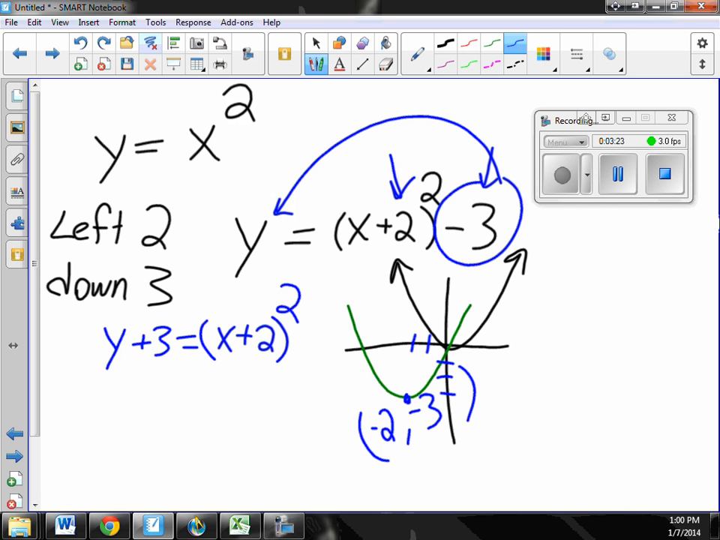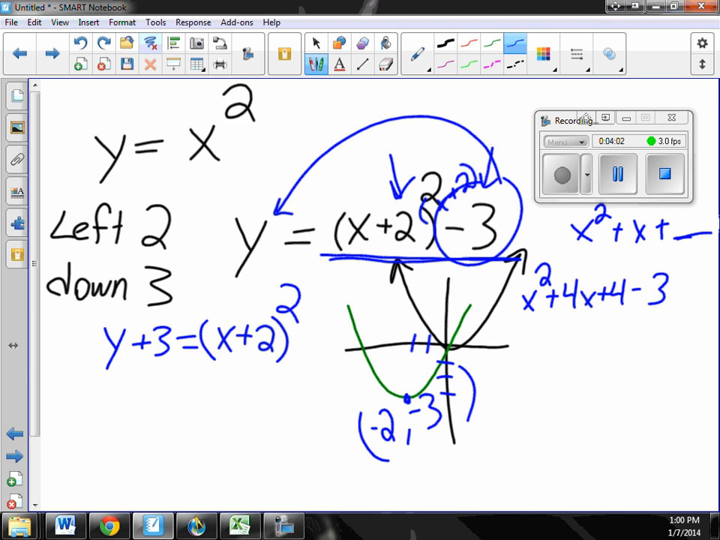Well, how would you convert this into quadratic form, into polynomial form? This is not in polynomial form. How would you turn this into the old x squared plus x plus some constant? The complete the square and the factoring and... Well, we just times this together. So x squared plus 2x plus 2x plus 4. So x squared plus 4x plus 4 minus 3. X squared plus 4x plus 1.